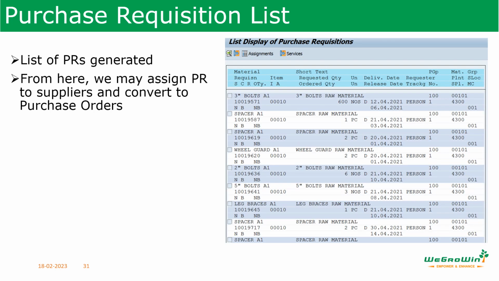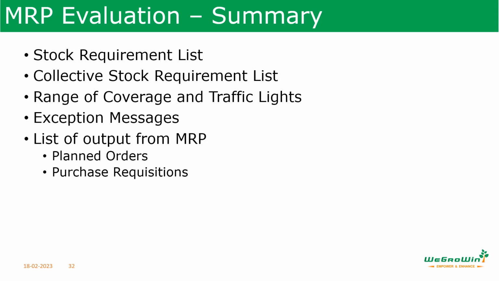Here we see the list of purchase requisitions generated. From here we may assign the purchase requisition and convert the purchase requisition to purchase orders. In this session we discussed various tools to evaluate MRP output, starting with the stock requirements list, collective stock requirements list, range of coverage and traffic lights, exception messages, and the list of output from MRP like planned orders and purchase requisitions.